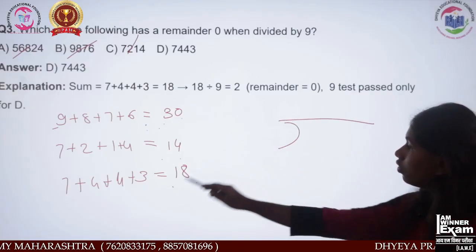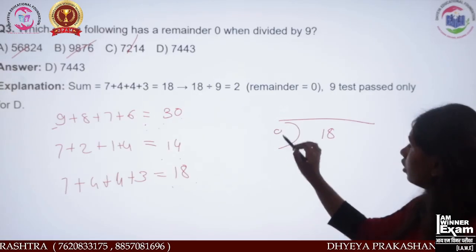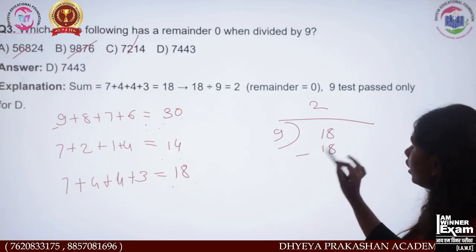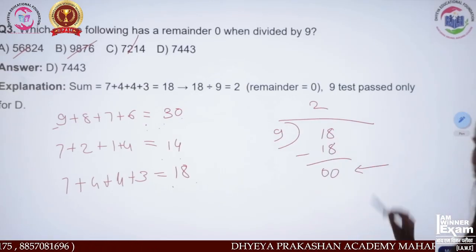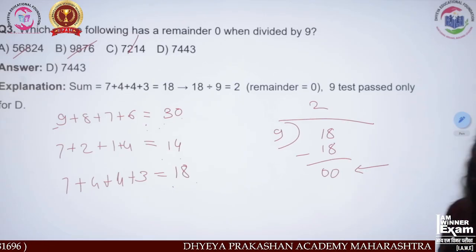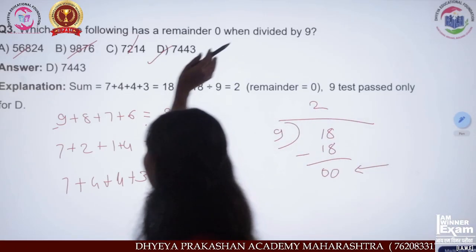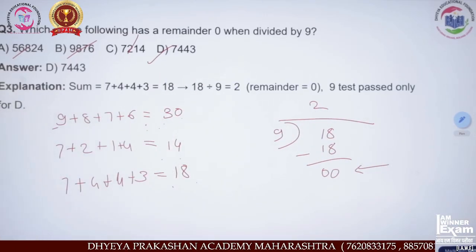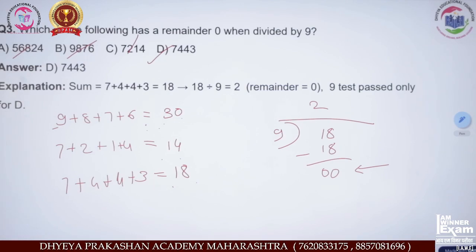Okay. Now just check 18, 9. 9 2 is 18, 0, 0. What is the remainder? That is 0. What does it mean? The correct option will be option number D. That is 7 4 4 3.